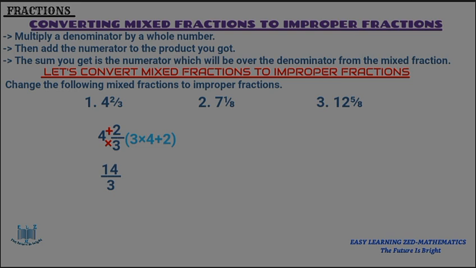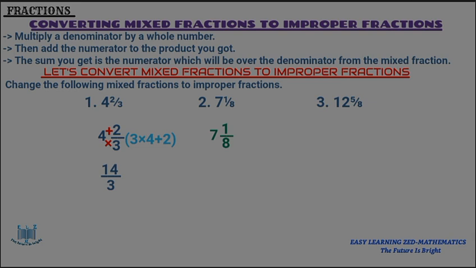Question number 2, I've got 7 1 over 8. So what I'm going to do, I'm going to rewrite that fraction again, just like I did. I'm going to start with a whole number, which is 7. 7 is a whole number. Then 1 is a numerator, on top. Then 8 is a denominator, which will be down. So 8 will also be our denominator in our improper fraction.